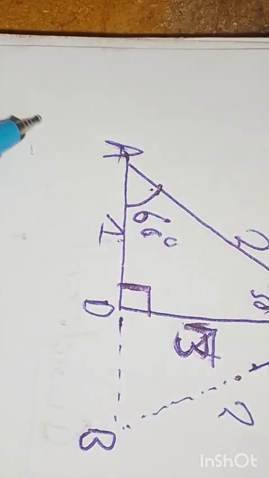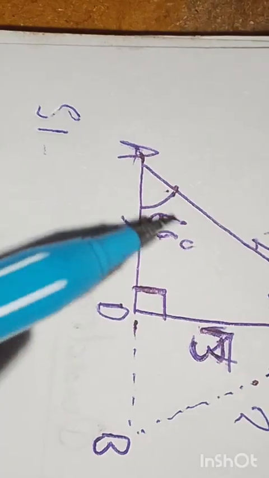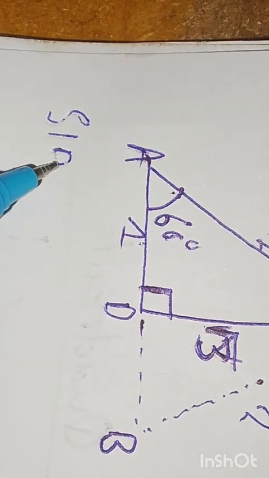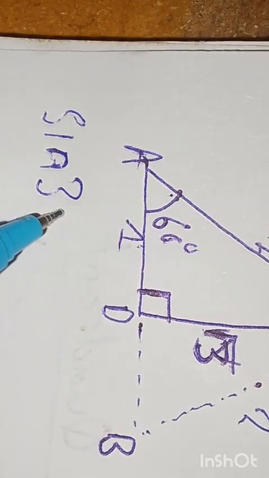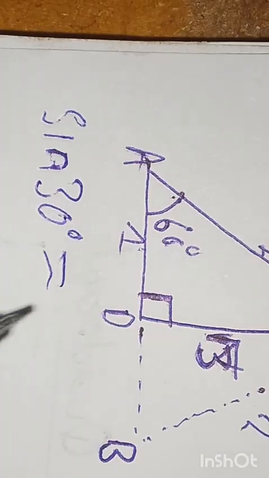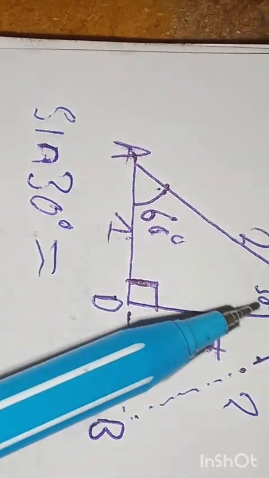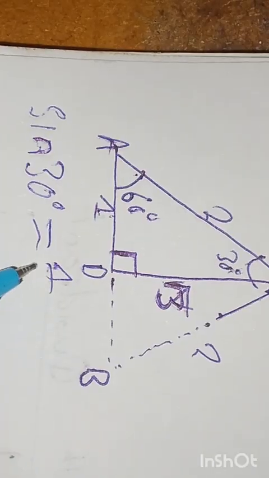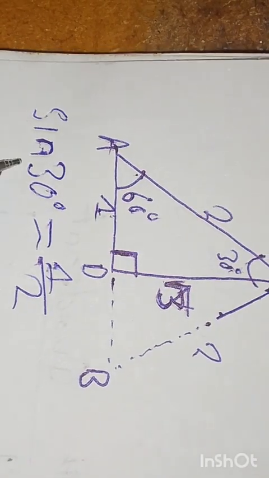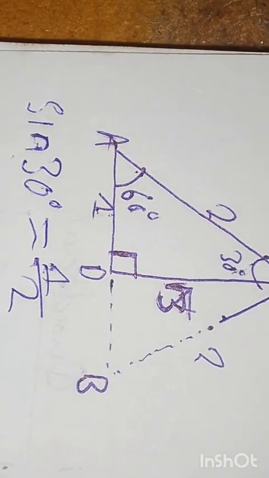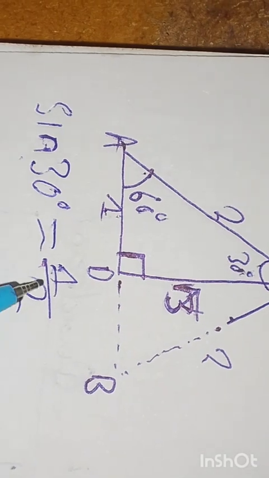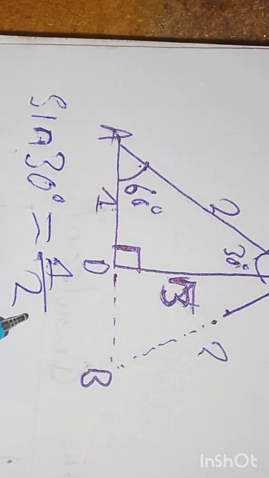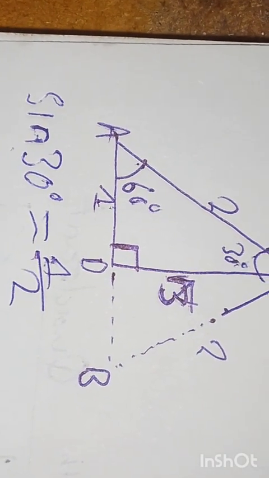Since we're doing 30 degrees, we find sin 30 degrees, which is equal to opposite over hypotenuse. The opposite is 1, so sin is 1 over 2. So sin 30 is equal to 1 over 2. Punch on your calculator, sin 30 will give you 0.5, and 1 over 2 is equal to 0.5. That's the answer for sin 30.